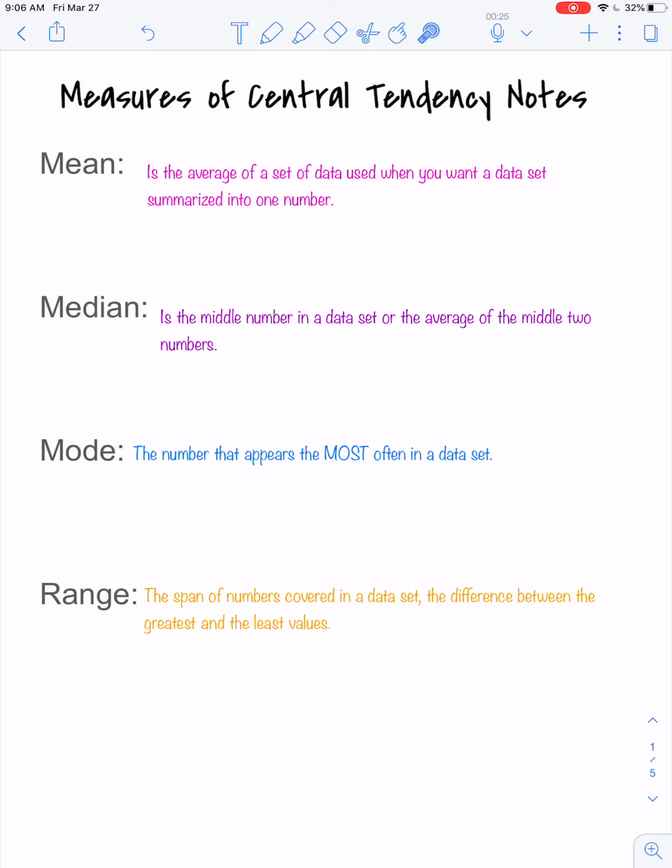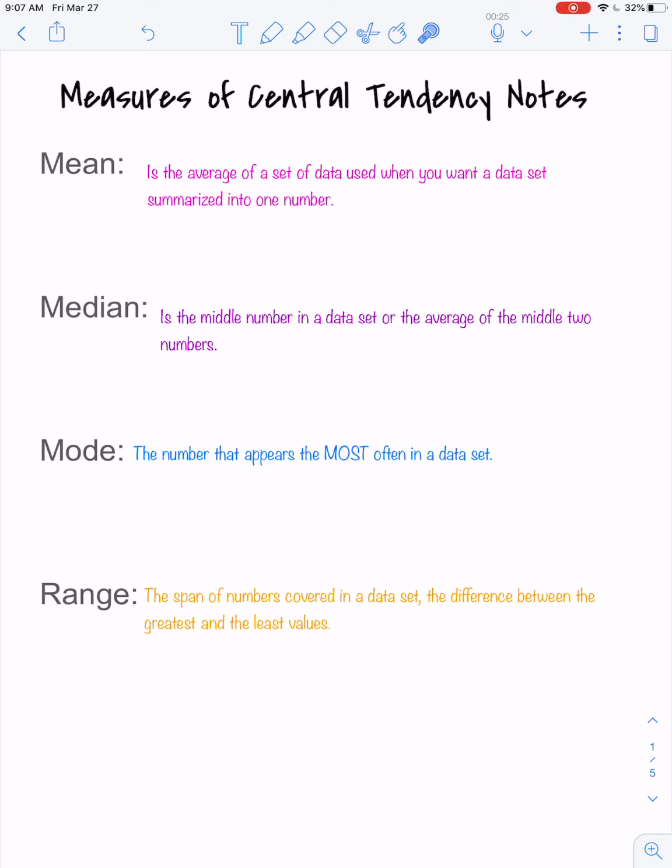Otherwise, our mean is the average of a set of data, used when you want a data set summarized into one number. The median is the middle number in a data set or the average of the middle two numbers. The mode is the number that appears the most often in a data set. And the range is the span of numbers covered in a data set.